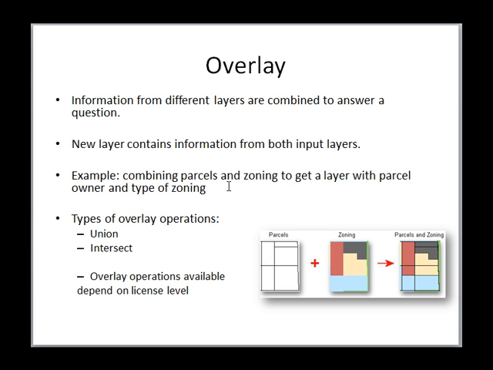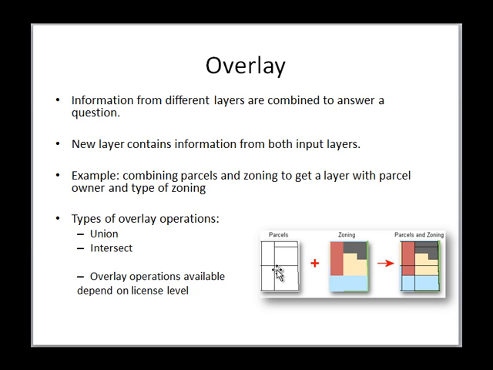Overlay operations are where information from different layers are combined to answer some kind of question. The new layer contains information from both input layers. An example of this might be combining parcels and zoning to get a layer with parcel, owner, and type of zoning. The types of overlay operations, two of them, are union and intersect, and there are many more than this depending on the type of license you have of ArcGIS. If you only have an ArcView or a lower level license of ArcGIS, you don't have as many overlay operations.